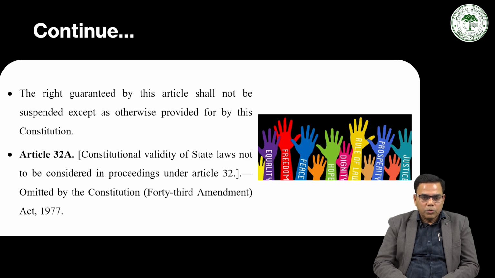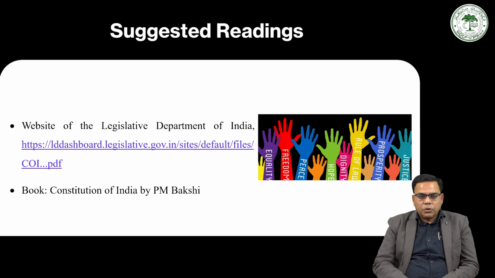Then you have Article 32A, constitutional validity of state laws not to be considered in proceedings under Article 32, omitted by the Constitution 43rd Amendment Act 1977. So with this we come to conclude the fundamental rights that are there in the Constitution of India. And in our next class, we will continue discussing other rights, for example, from the directive principles of state policy and other provisions of the Constitution relating to human rights.